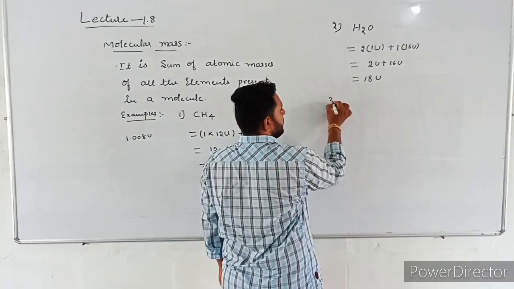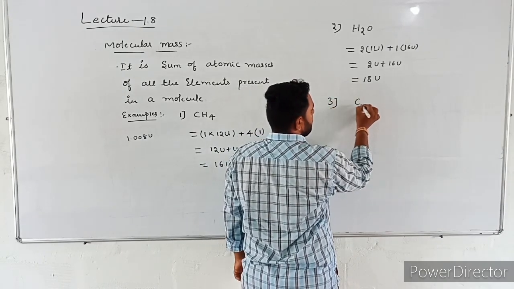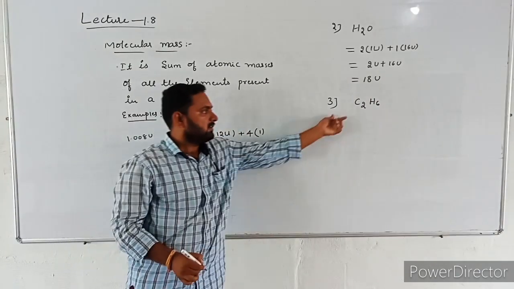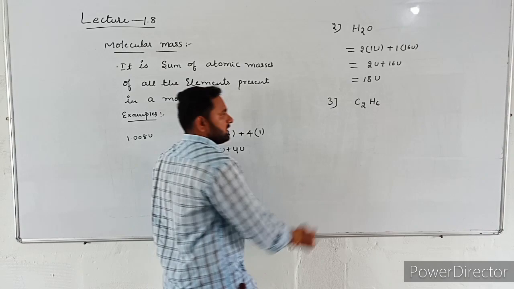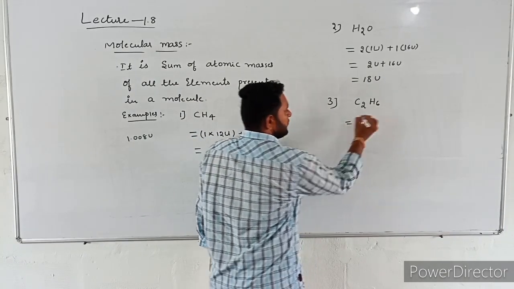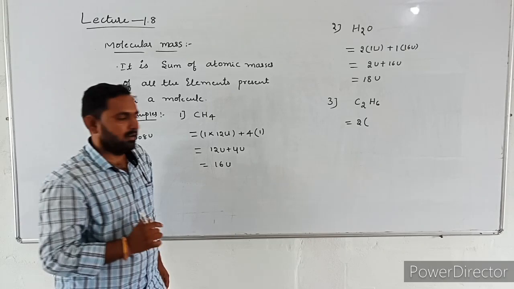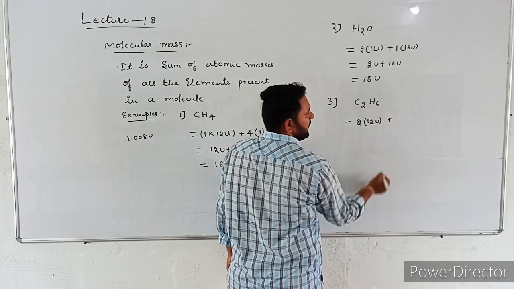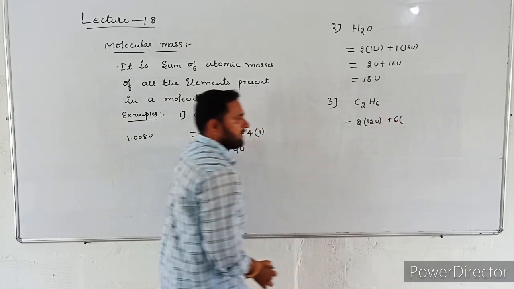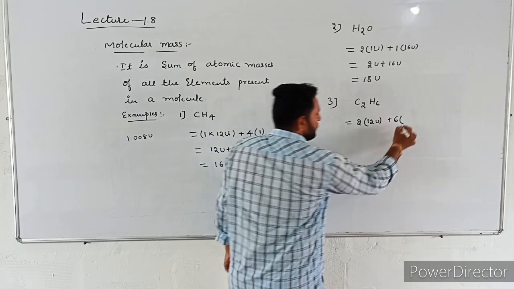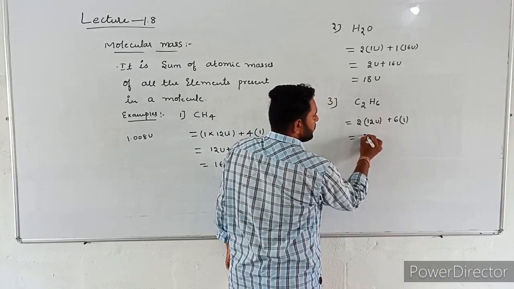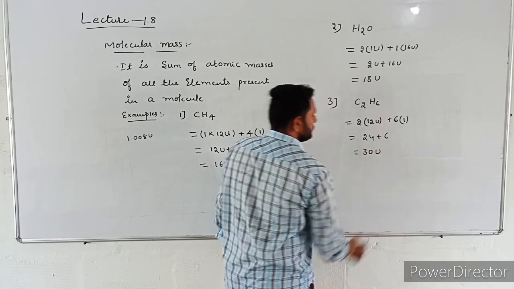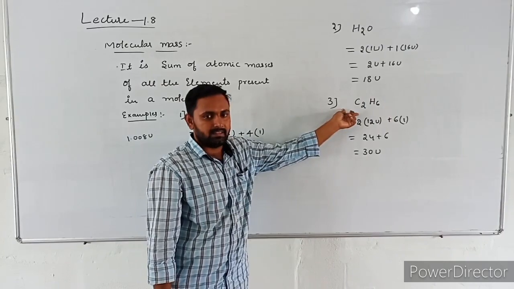Now next, third one. Calculate molecular mass of ethane, C2H6. How many carbon atoms are there? There are two carbon atoms. Then what is the atomic mass of one carbon? 12U. Plus, how many hydrogen atoms are there? 6. What is the atomic mass of one hydrogen? 1. Now 12 × 2 = 24 plus 6 × 1 = 6. Total 30U. This is the molecular mass of ethane.